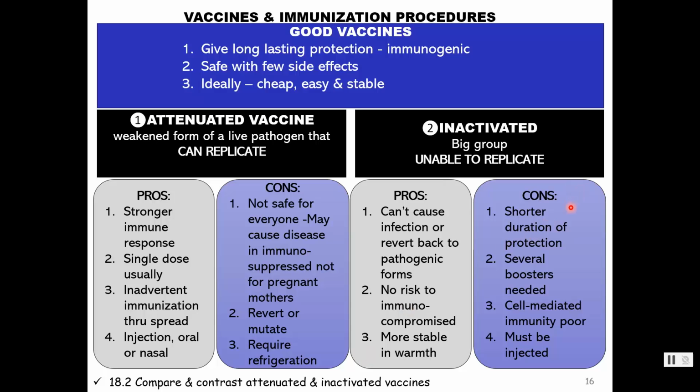The downside is a shorter duration of protection. Since it is unable to replicate, you're not going to get as great of an immune response. Several boosters are normally needed, and since this is not reproducing inside the body, you're not going to get cell-mediated immunity, so that's going to be poor. The other thing is it has to be administered through injection, and people don't like to get shots.